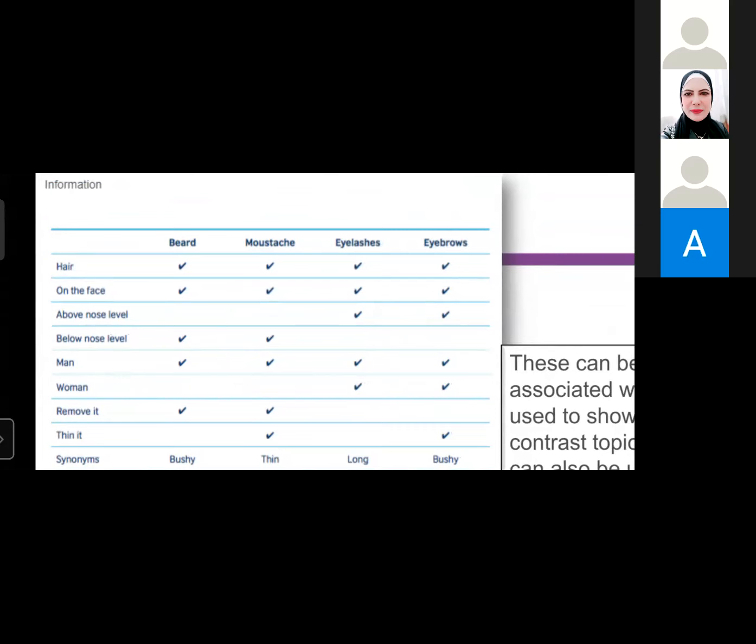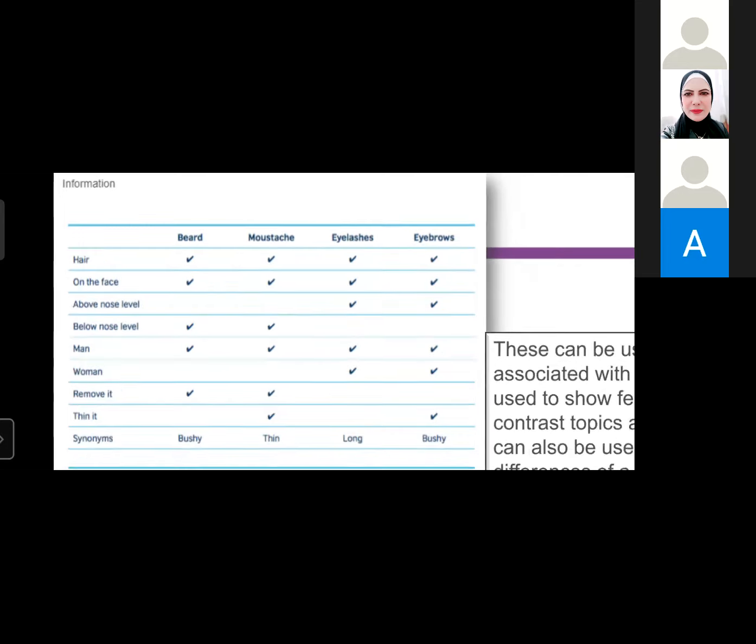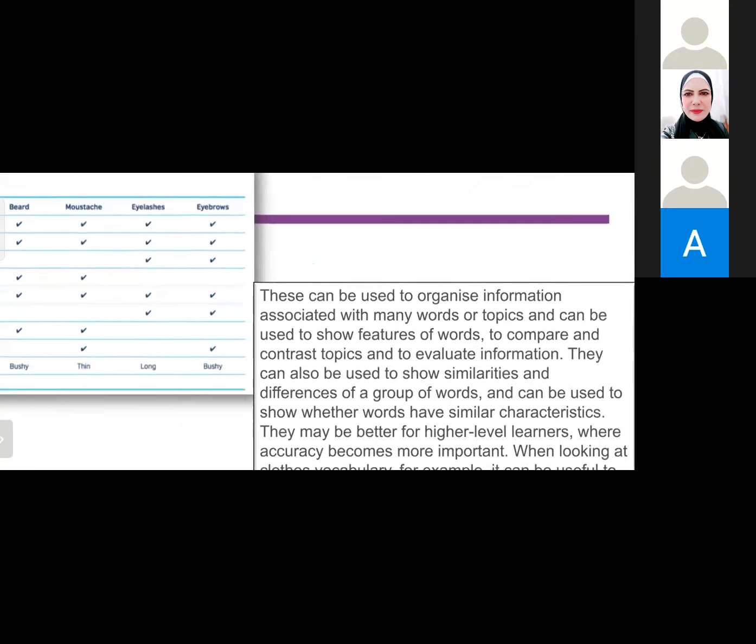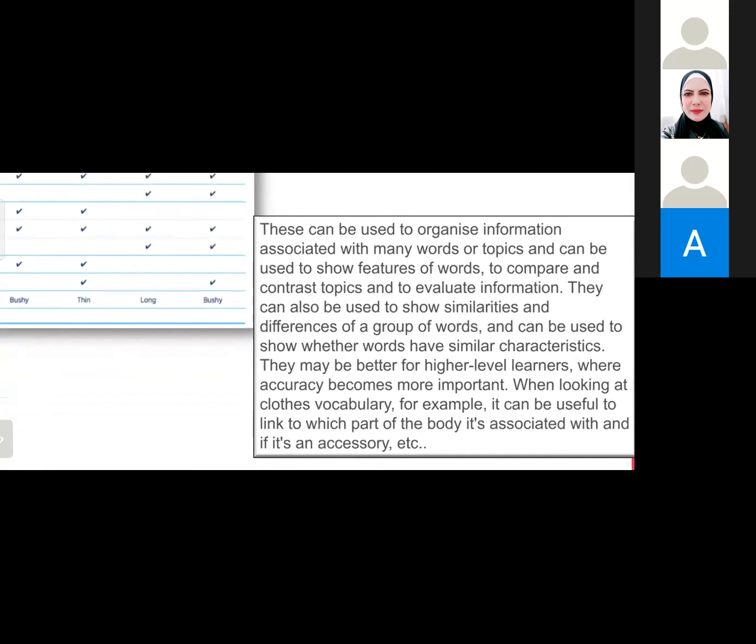How does it look like? And differentiate between different kinds. If they are people, if they are animals, try to compare and use the comparative and superlative degree. So this is another technique to use tables. And of course, these can be used to organize information associated with many words or topics and can be used to show features of words, to compare and contrast topics and evaluate information. They can also be used to show similarities and differences, of course. This is another topic of a group of words and can be used to show whether words have similar characteristics.